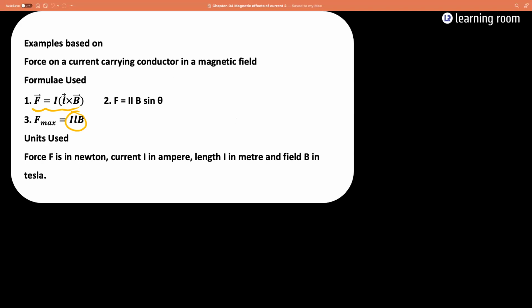Having said this, let's try out some problems. A wire of length L carries a current I along the x-axis. The magnetic field of B naught into (i cap plus j cap plus k cap) Tesla exists in space. Find the magnitude of the magnetic force on the wire. So what is going to be the force, guys? If I have to write it in vector form, it is I into L vector cross B vector. Am I right?